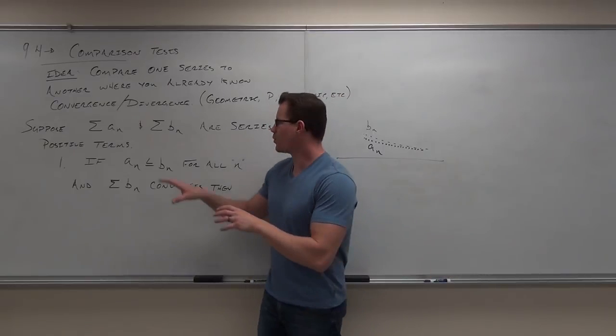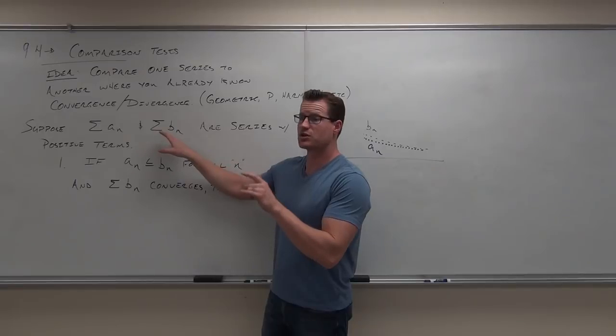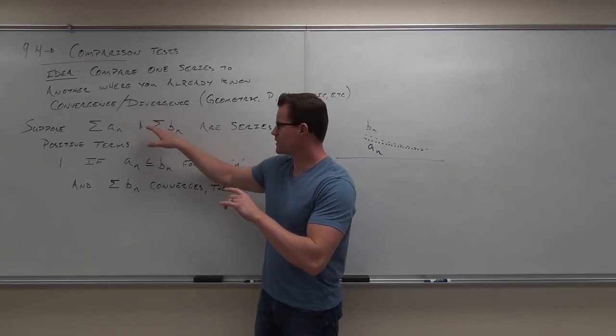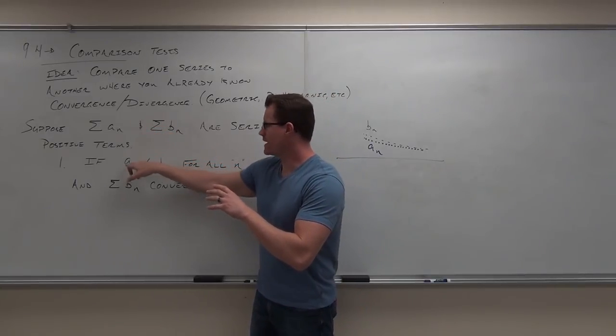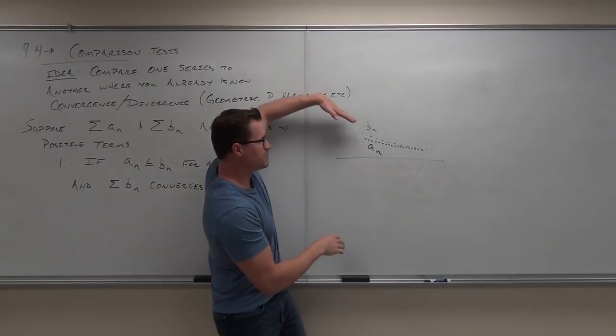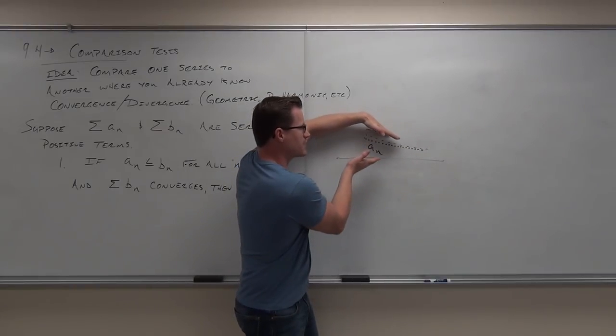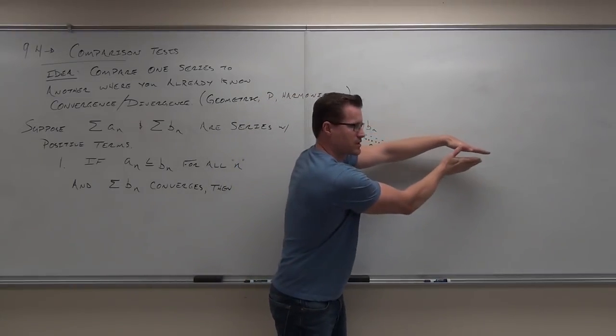It says compare one of your series to another one where you know the convergence. There's going to be two scenarios. The first scenario is, well, if A sub n is always less than B sub n, and if the series of B sub n converges, where you add it all together and it goes to one number, then if A sub n is always less than that, it also has to converge.